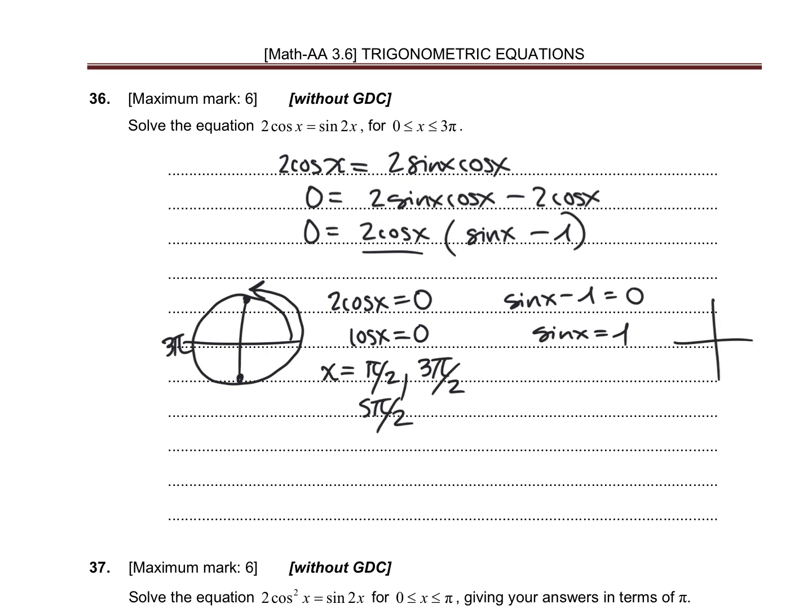Sine is 1 just here. So we're going to have those two answers again. Sorry, not those two answers. These two answers again. So those are our 3 answers.